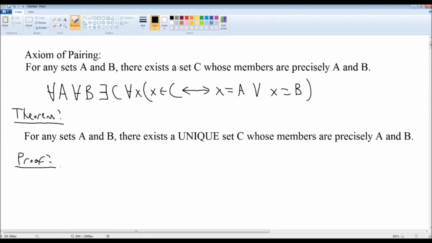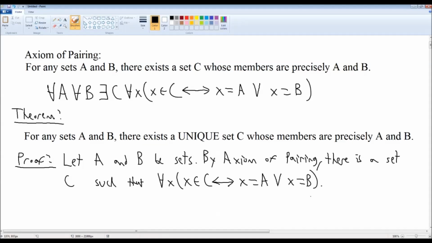Let's prove this. Let A and B be sets. By the axiom of pairing, there must exist a set C with this property, namely that any set in C has to either be equal to A or B, and vice versa. If you have something equal to A or B, then it must be in C. To show uniqueness, we want to show that if there's another set C prime with the exact same property, then C prime has to equal C.